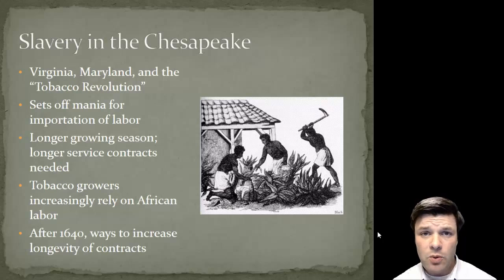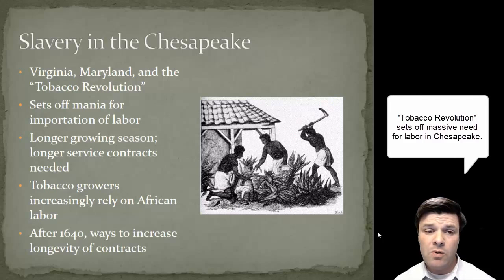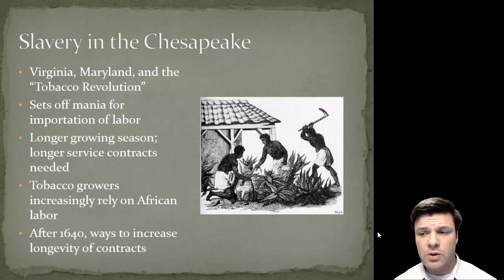And I'm hopeful at this point in time, you know that the main source of commerce in that region was tobacco. What the tobacco revolution really did is it set up an insatiable need for labor, an insatiable appetite to bring people over. And we know that once upon a time it was indentured servitude that really defined cheap labor in the Chesapeake, and it eventually evolved into chattel property slavery.